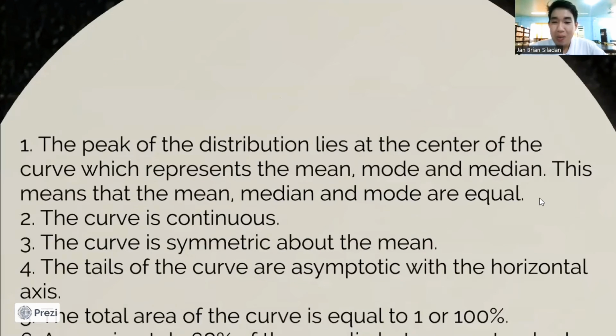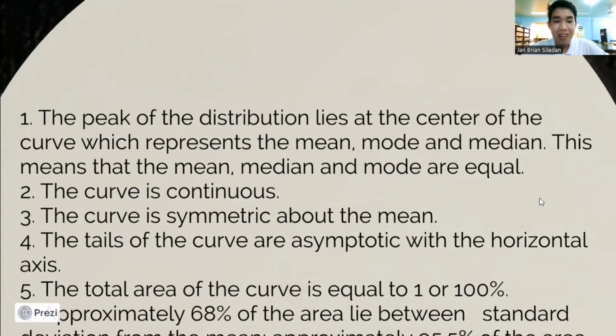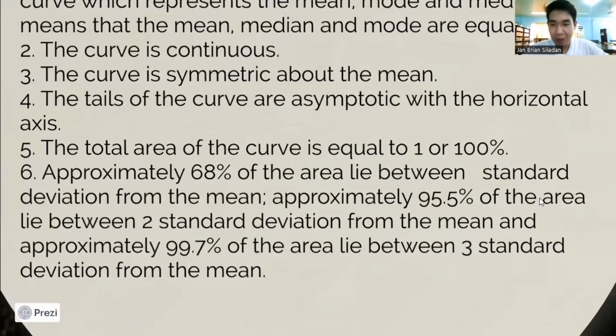Number 1, the peak of the distribution lies at the center of the curve, which represents the mean, mode, and median. This means that the mean, median, and mode are equal. Number 2, the curve is continuous. Number 3, the curve is symmetric about the mean. Number 4, the tails of the curve are asymptotic to the horizontal axis. Number 5, the total area of the curve is equal to 1 or 100%.